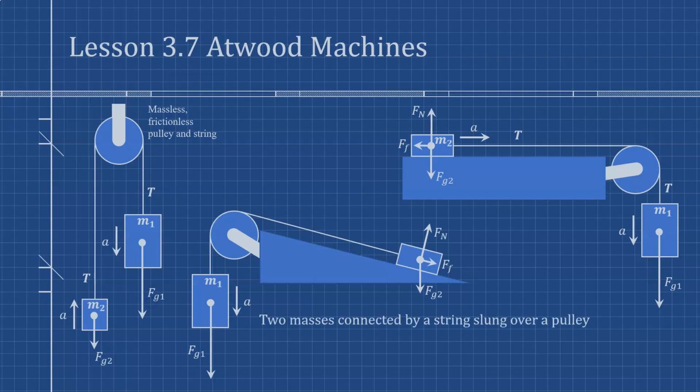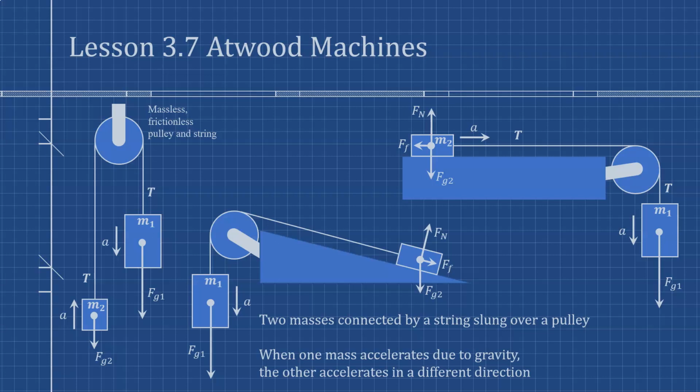And what makes these Atwood machines? Well, we have two masses connected by a string slung over a pulley. Those are important characteristics. A pulley and two different masses that we're analyzing. It could actually be more than two masses as well, but there has to be at least two different masses involved. When one mass accelerates due to gravity, the other accelerates in a different direction. And the other one might be affected by gravity, as it is in the traditional Atwood machine. Maybe the other one's affected by friction, as it is in the two non-traditional machines I have pictured here.